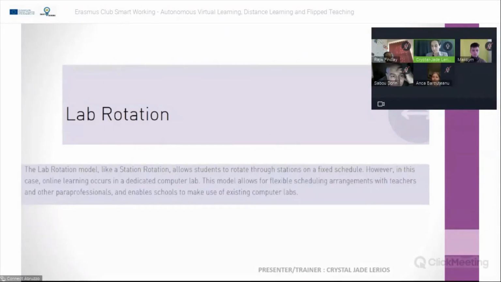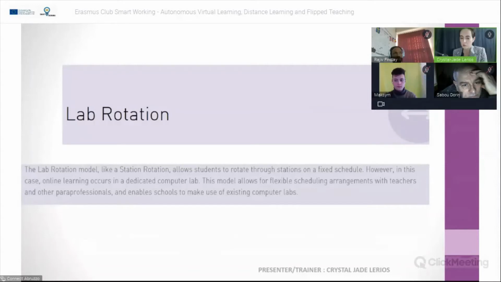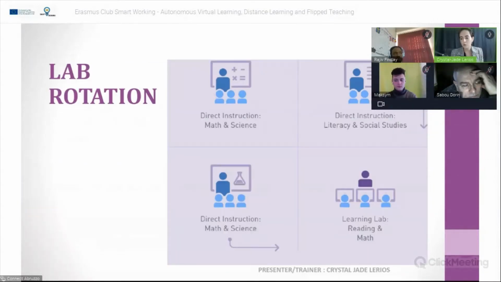All right, lab rotation. Lab rotation, like station rotation, allows students to rotate through stations on a fixed schedule. However, in this case, online learning occurs in a dedicated computer lab. This model allows for flexible scheduling arrangements with teachers and other paraprofessionals and enables schools to make use of existing computer labs. Next slide, if we can have a look at the photo.